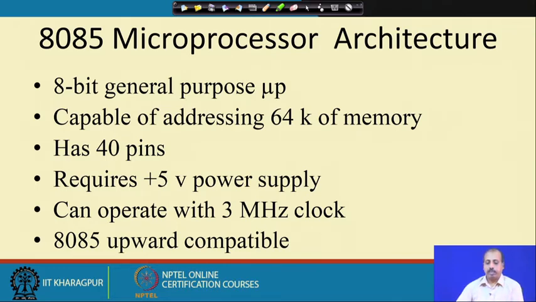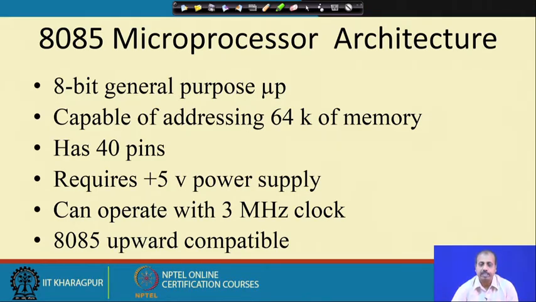Now, in case of the 8085, as I said, it is an 8-bit general purpose microprocessor. General purpose means it is not doing some special operation. For example, for signal processing tasks there are digital signal processors, and for graphics processing we have special graphics processors. But the 8085 is a general purpose processor. It can do the basic arithmetic and logic operations, so it is not specific to a particular application.